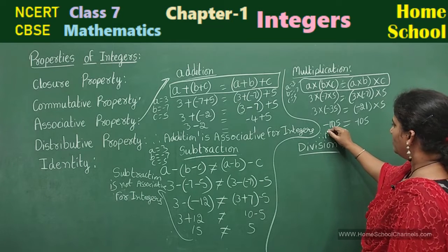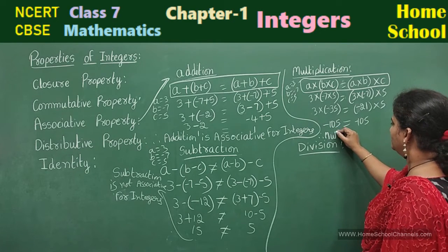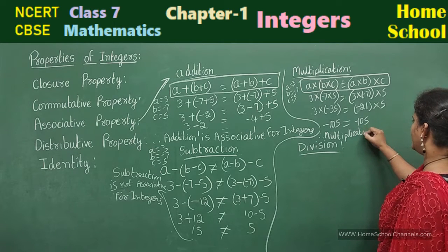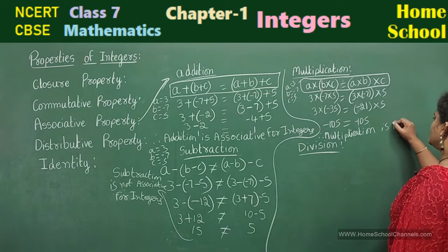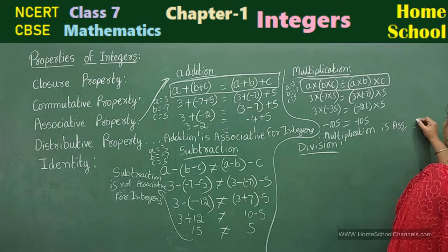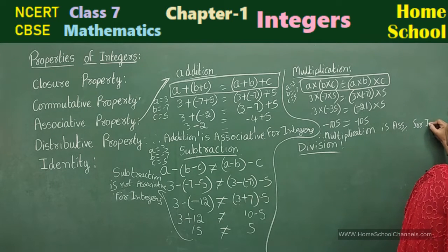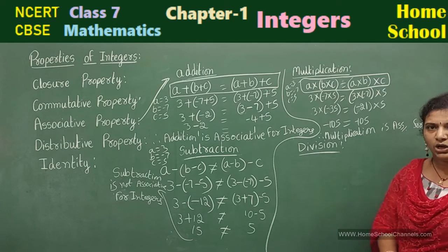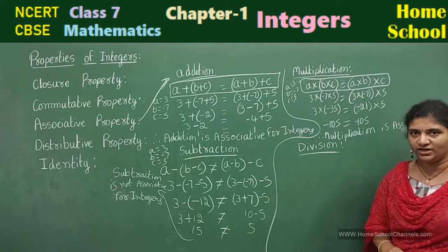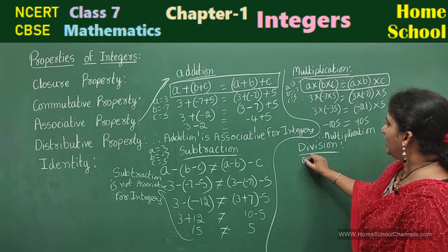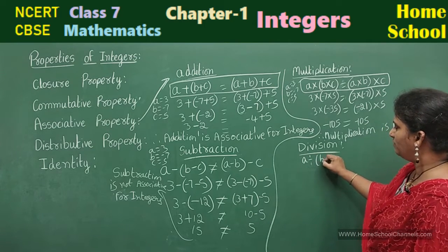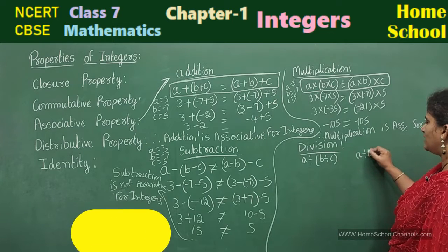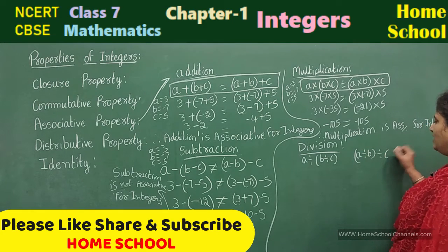Therefore, multiplication is associative for integers. Okay. Now let's see division. Same manner. A divided by (B divided by C) and (A divided by B) divided by C.